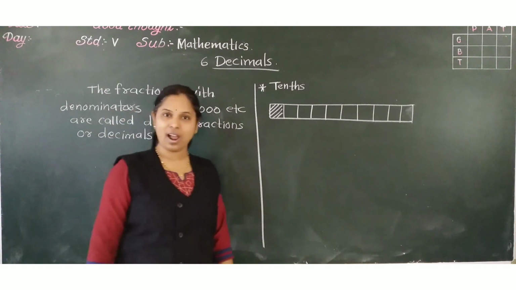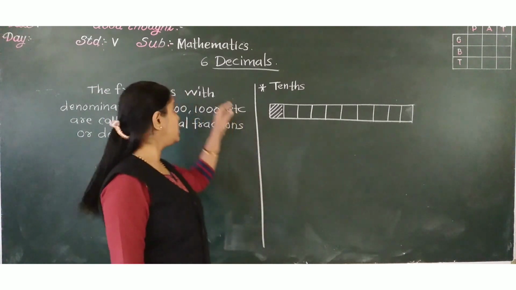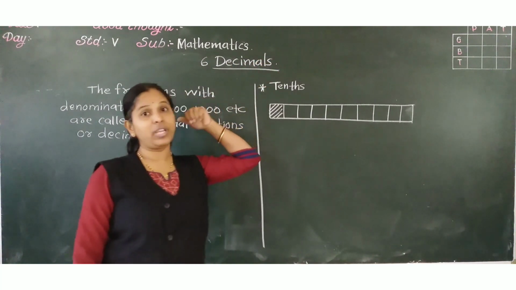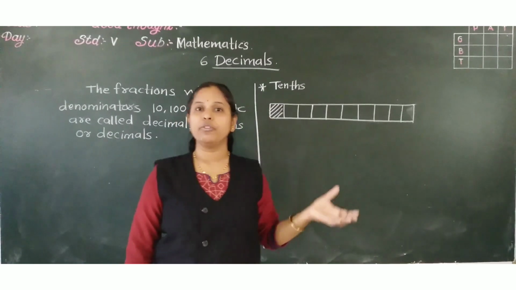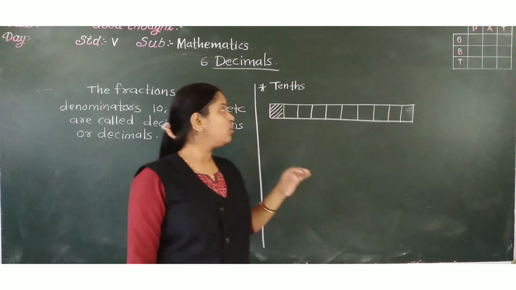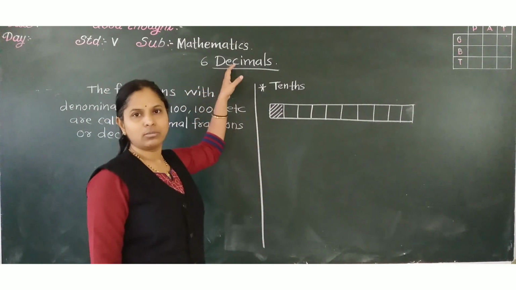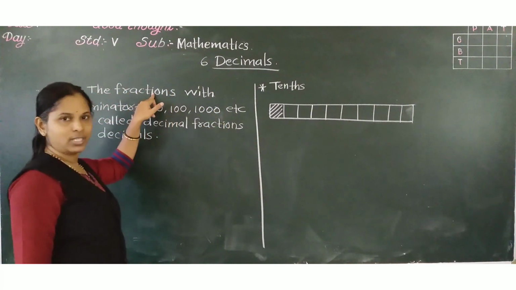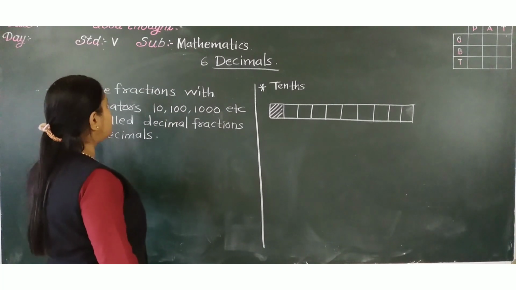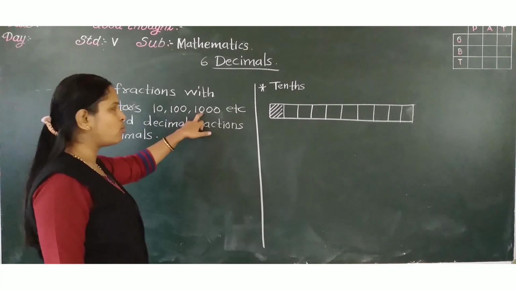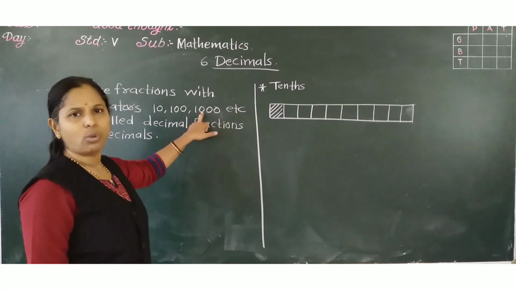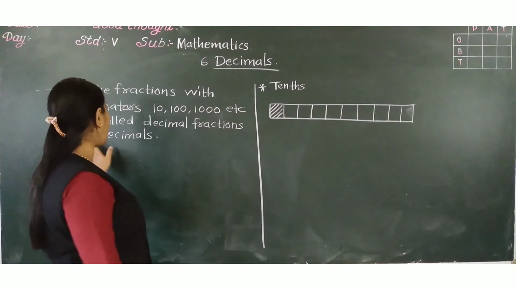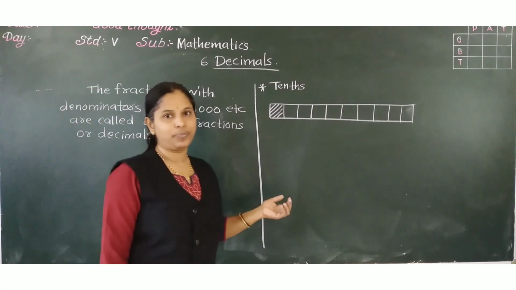Now today we will start the next lesson, that is the fifth lesson, decimals. Okay. We have already learned about fractions. Now we will learn about decimals. So what do decimals mean? See here, the fractions with denominators 10, 100, 1000 or 10,000, lakh or 10 lakh, etc. are called decimal fractions or decimals.